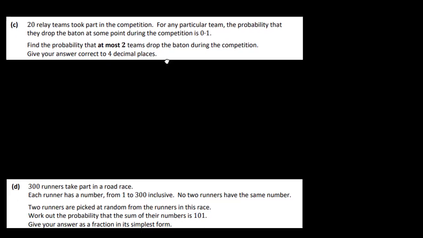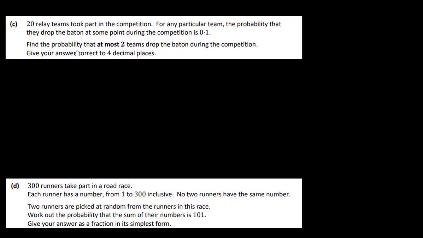Let's have a look at part C then. 20 relay teams took part in the competition. For any particular team, the probability they drop the baton at some point during the competition is 0.1. Find the probability that at most 2 teams drop the baton during the competition. Give your answer correct to 4 decimal places. Okay, so let's start that one.